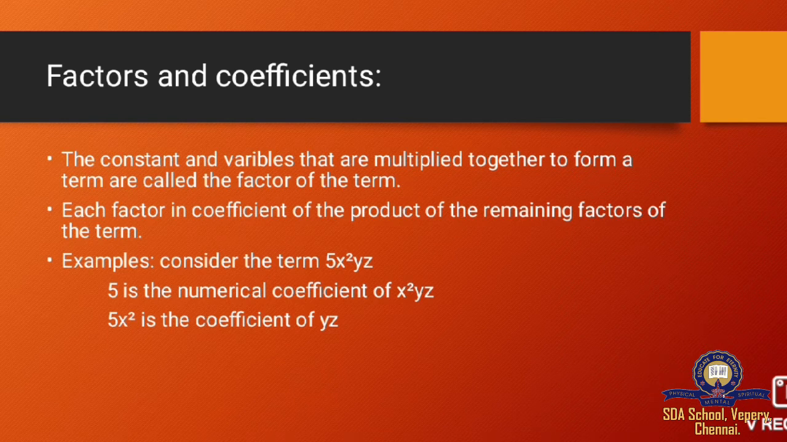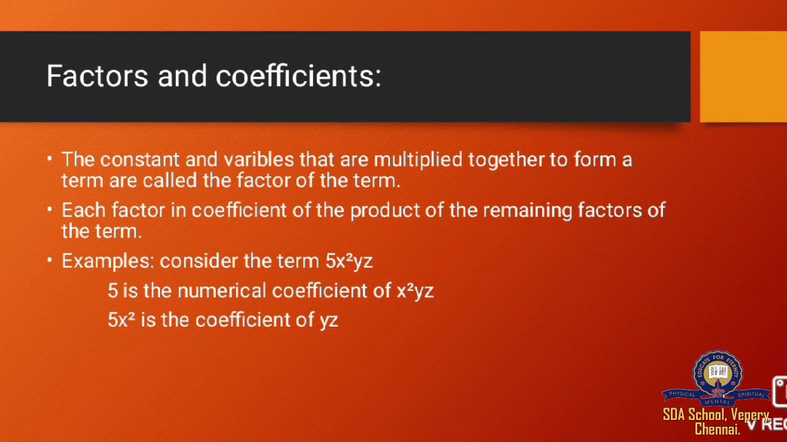Next, we move on to the factors and coefficients. The constants and variables that are multiplied together to form a term are called the factors of the term. Each factor is a coefficient of the product of the remaining factors of the term.